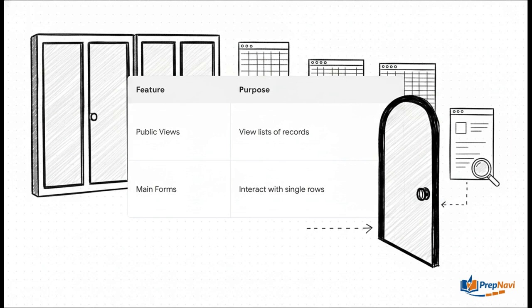Public views are configured for viewing lists of data records. Think of them as the big, wide windows looking into your database. They allow users to sort, filter, and see a ton of records all at once. Main forms, on the other hand, are configured for interacting with individual data rows. This is the door users walk through when they want to enter a specific room, look at a single record in detail, and update its specific columns. You absolutely need to know how to construct both to pass this section.